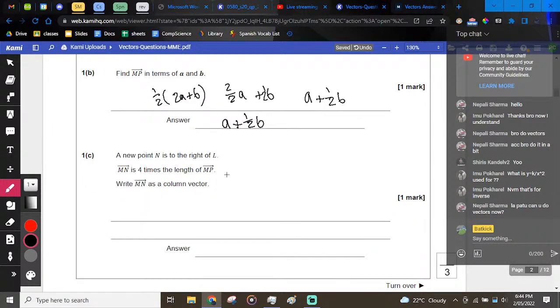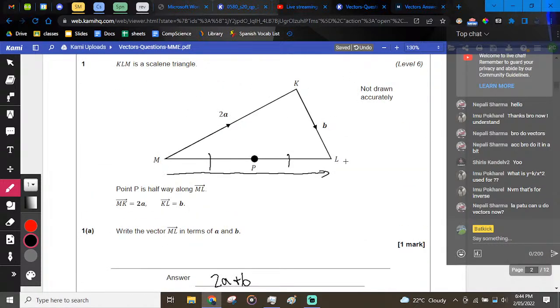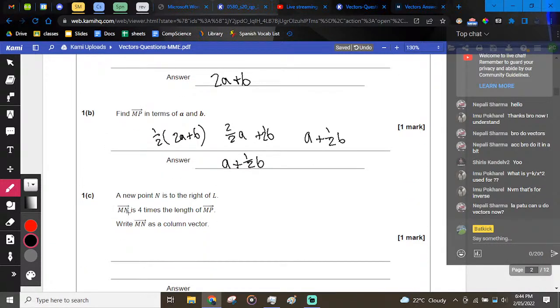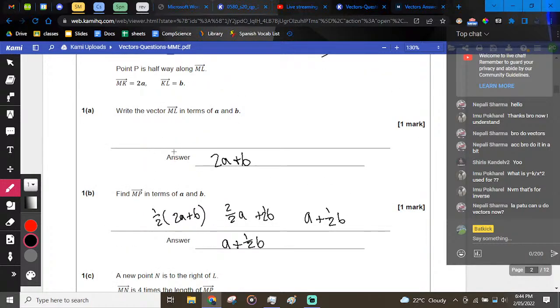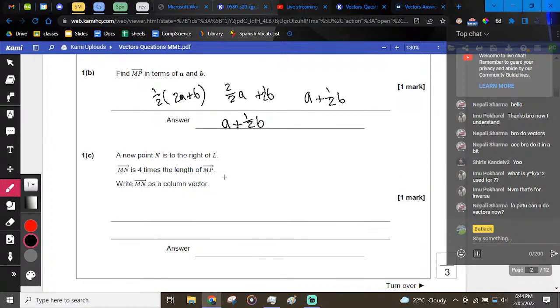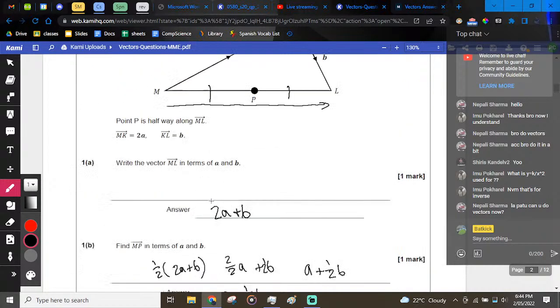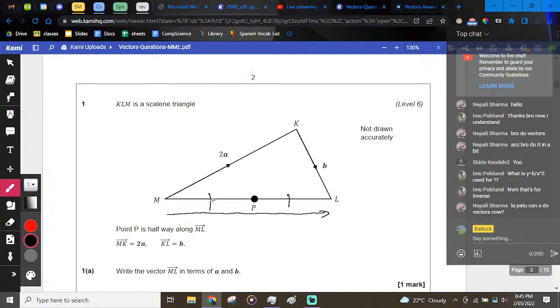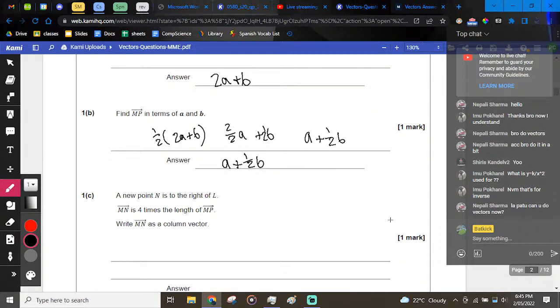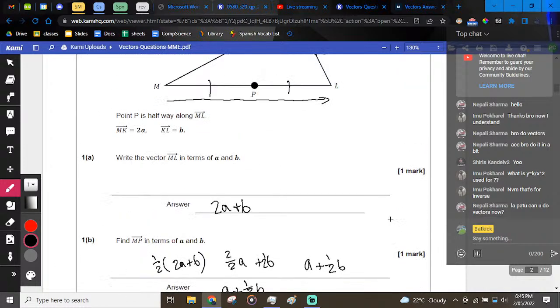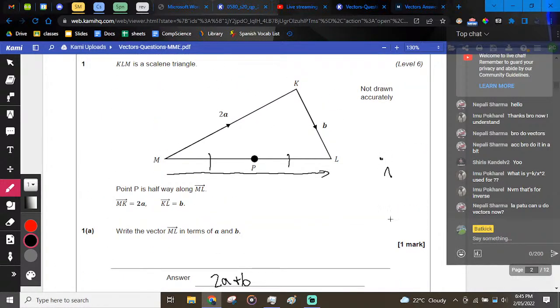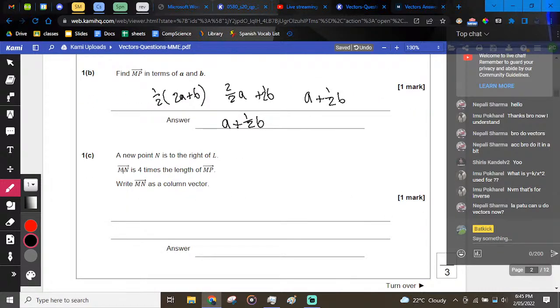New point N is to the right of L. M to N is 4 times the length of M to P. It's a column vector. Okay, say there's a point N to the right of L, and MN is 4 times MP. So 4 times this.